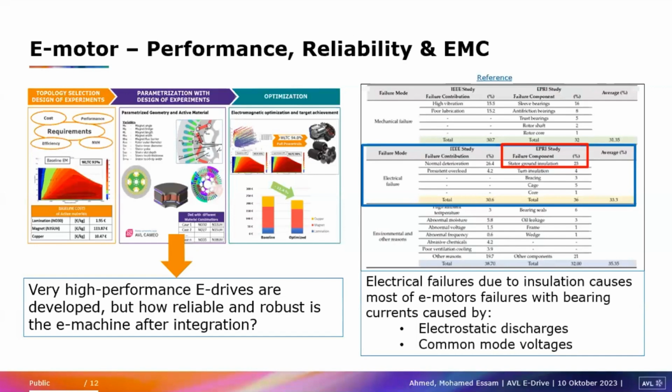Several studies show that most E-machine failures, up to 25%, happen due to the insulation of the motor.